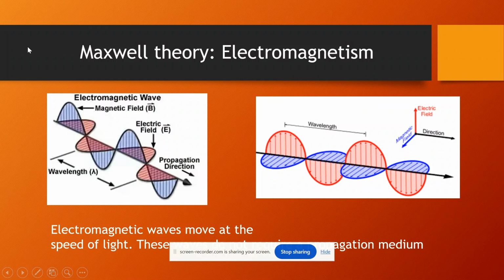But as a consequence of the Maxwell theory, electromagnetic waves emerge. Electromagnetic waves propagate at the speed of light, and they consist of an electric and magnetic field which oscillate in phase with respect to each other. This is a transverse wave moving at the speed of light. Interestingly, the electromagnetic waves don't require a medium of propagation. They can propagate through the vacuum. And this is the difference with respect to ordinary waves.